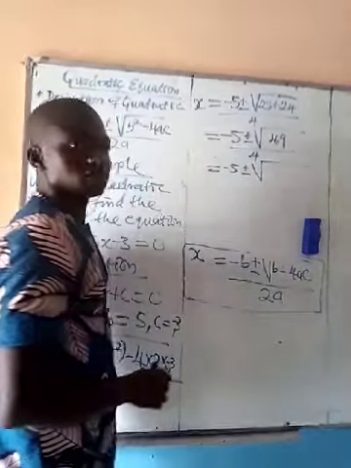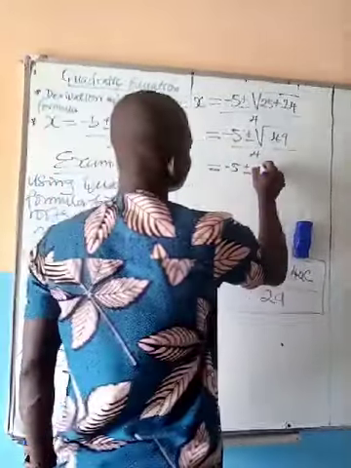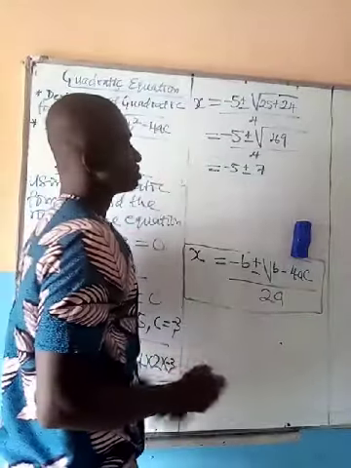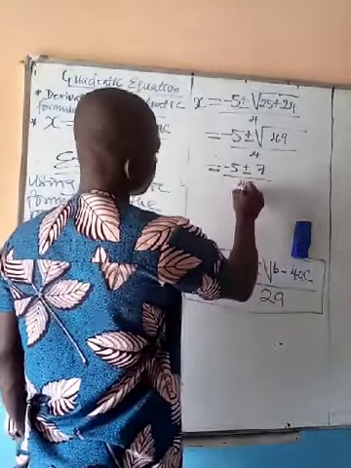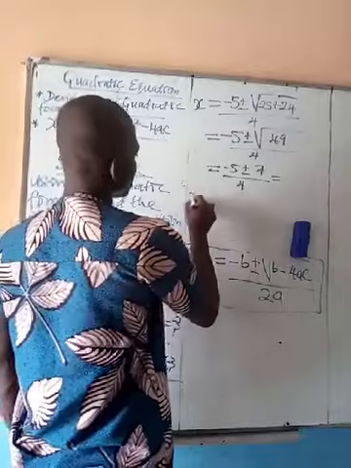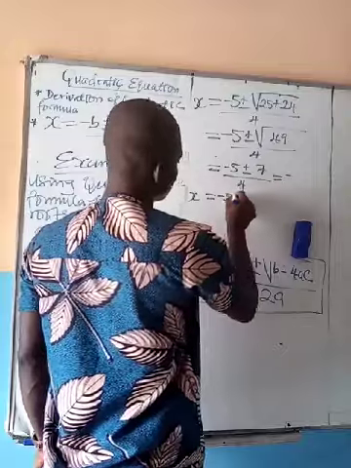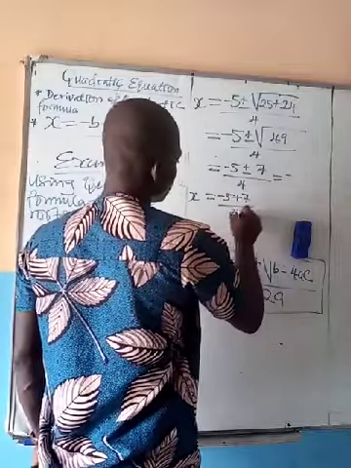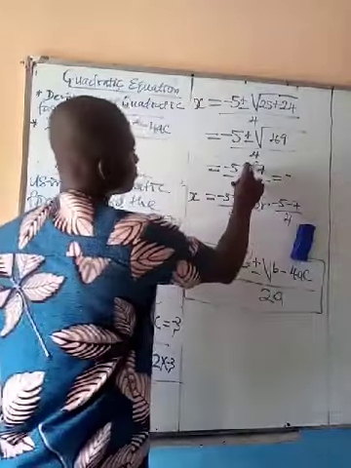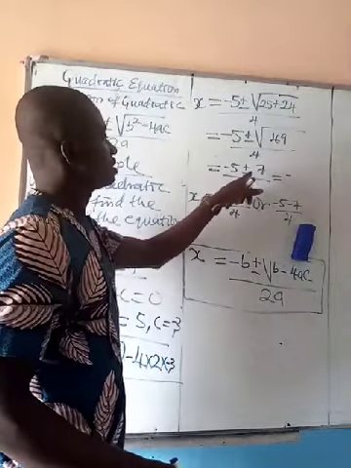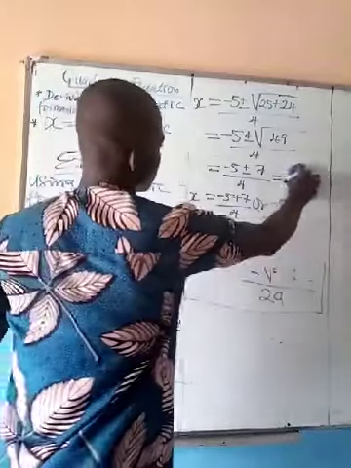We are having minus 5 plus or minus the square root of 49, which is 7. There is no need to put the square root again, because 7 times 7 is 49. So the square root of 49 will give you 7, all divided by 4. So we can still simplify. x will now be minus 5 plus 7 all over 4, or minus 5 minus 7 all over 4, because you have plus or minus. The first plus is this one, and the minus is for this one. So let's simplify.